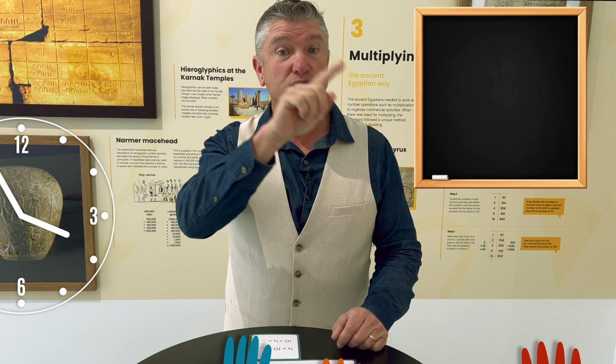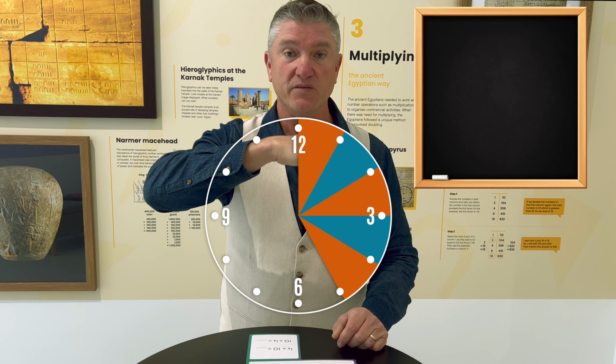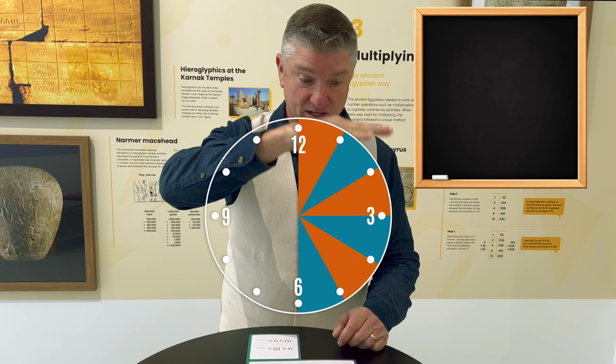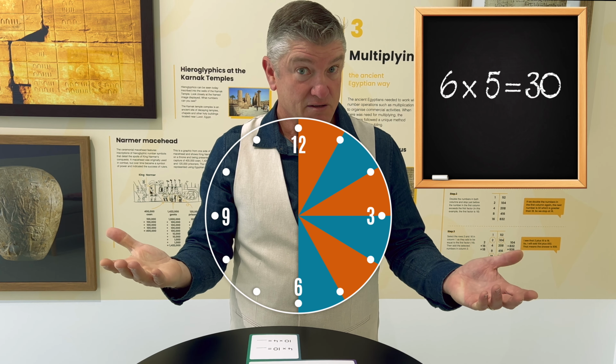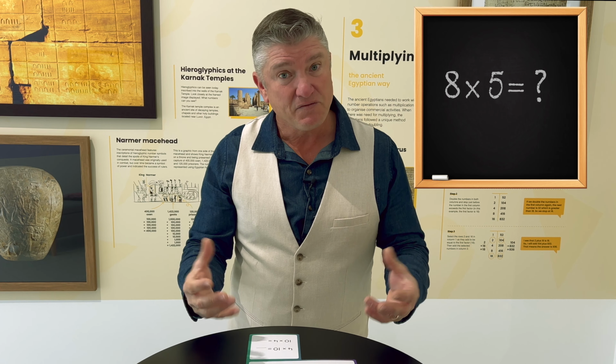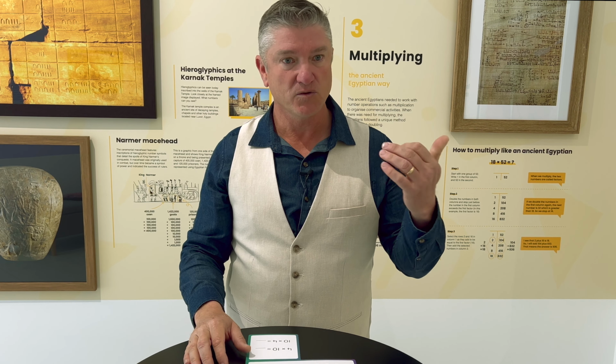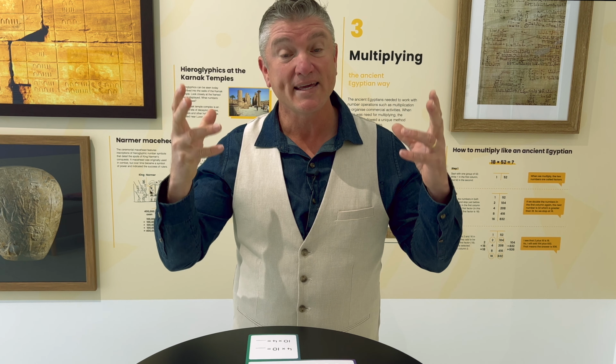Or they do intervals around an analog clock, 5, 10, 15, 20, all the way down to 30. And they go 6 5s are 30, see? And they're going, oh, okay, I can see that. But what about 8 5s? 8 5s, okay, 5, 10, 15, 20, 25, 30. That's a long way to count.